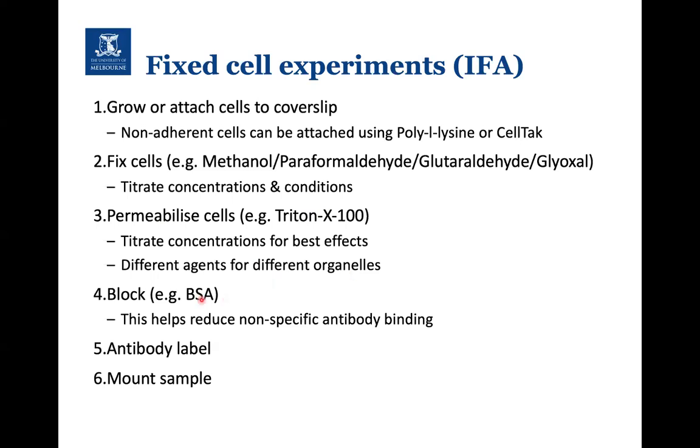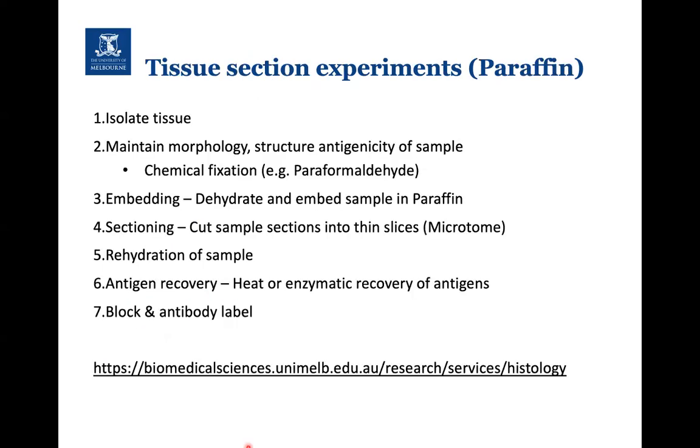Next thing before we do the antibody label is we want to go through a block step. So we're going to use something like bovine serum albumin, which is basically just a mixture of high concentration proteins. And this will basically randomly bind across your sample and will help reduce any non-specific antibody binding. We then go through the antibody labeling, and I'll go through that a little bit more in depth in a few slides' time. And then finally, we mount the sample for imaging.